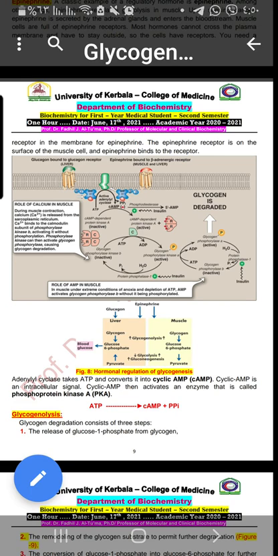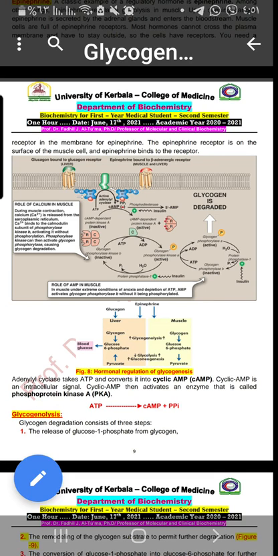The glycogenolysis indicates that glycogen degradation consists of three steps: the release of glucose 1-phosphate from glycogen, the remodeling of the glycogen substrate to permit further degradation, and third, the conversion of glucose 1-phosphate into glucose 6-phosphate for further metabolism.